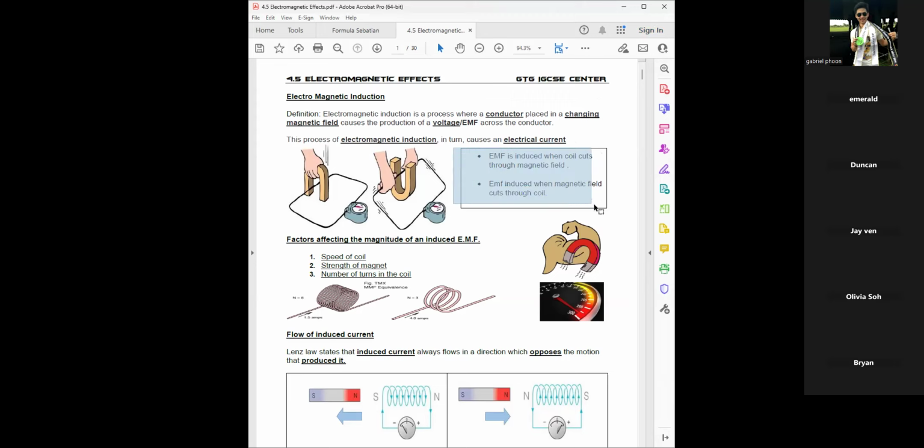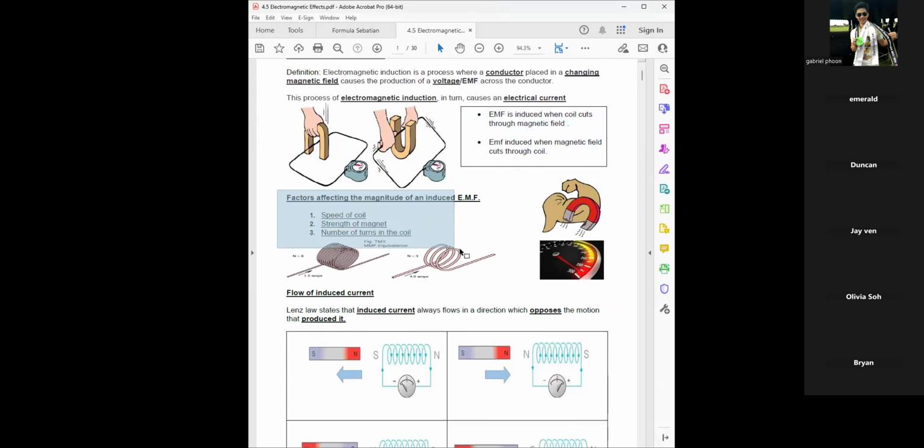So if you look at this box here, it's basically what I mentioned. EMF is produced if the coil is cutting through the magnetic field. EMF is also produced if the magnetic field is cutting through the coil. Very straightforward, very easy, right? Now, there are multiple ways I could increase the EMF produced.